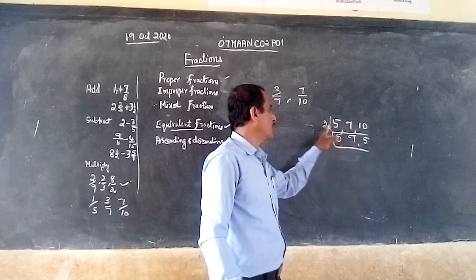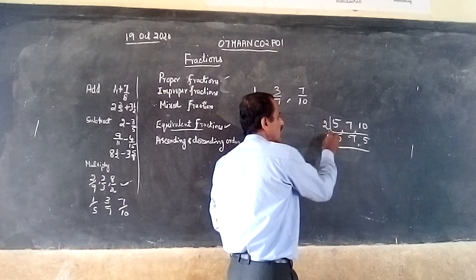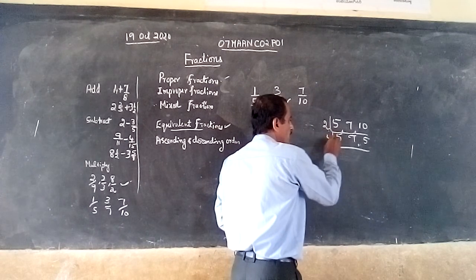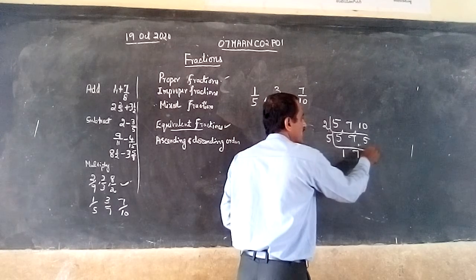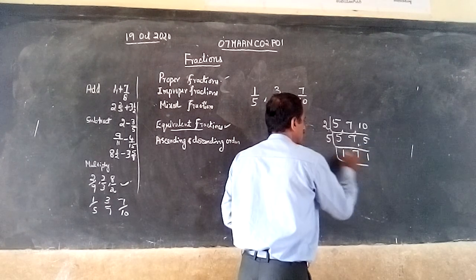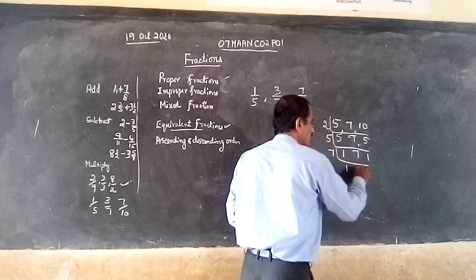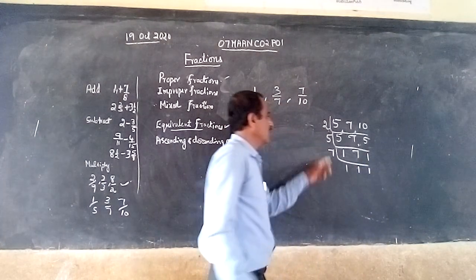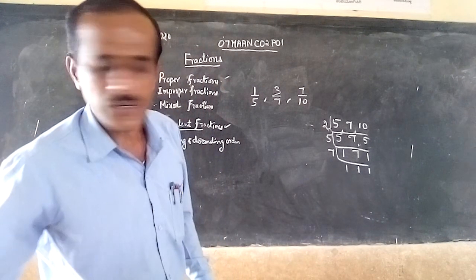And 10 is divisible by 2 five times. Next, 3: 2 can't divide it, 3 also can't, then go for 5. 5 ones are 5. 7 can't, so write 7 as it is. 5 ones are 5. Next, by 7: 1 is already there, 7 ones are 7, like this, isn't it? See here, it is not required here, 7 is a prime number.